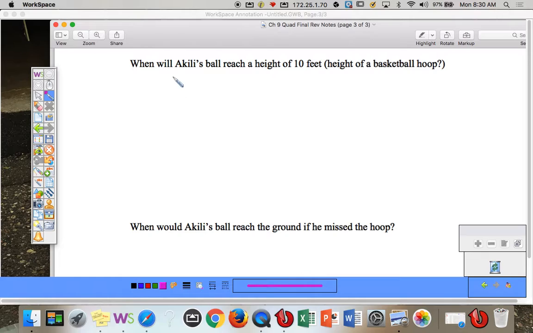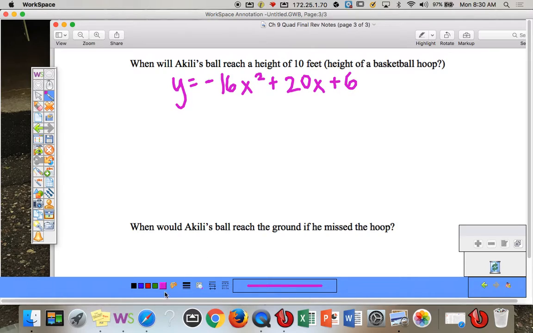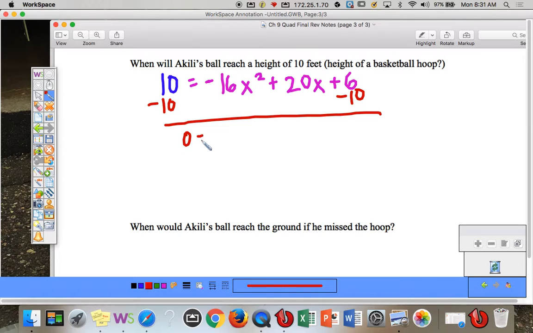All right, so then we write our equation. y equals negative 16x squared plus 20x plus 6. But we want to know, when does this equal 10? Well, we can use the quadratic formula, but we need 0 on one side. So the next step is we'll subtract 10 from each side. So we have this equation, 0 equals negative 16x squared plus 20x minus 4.